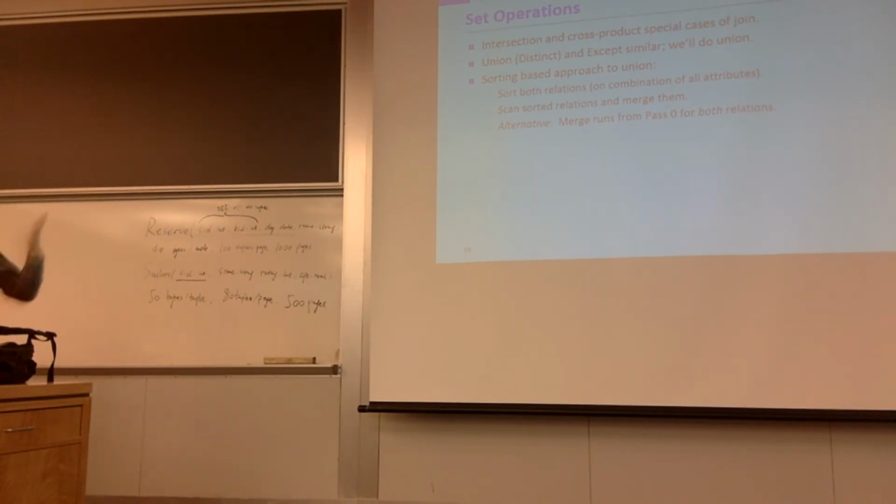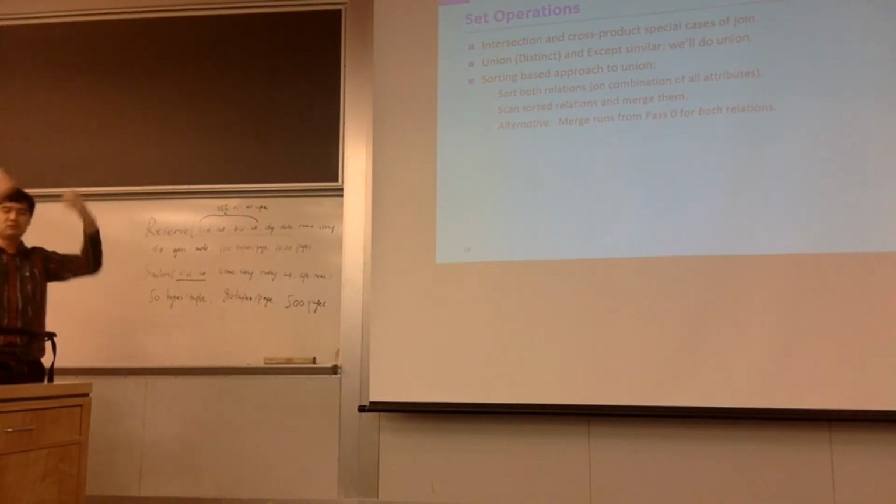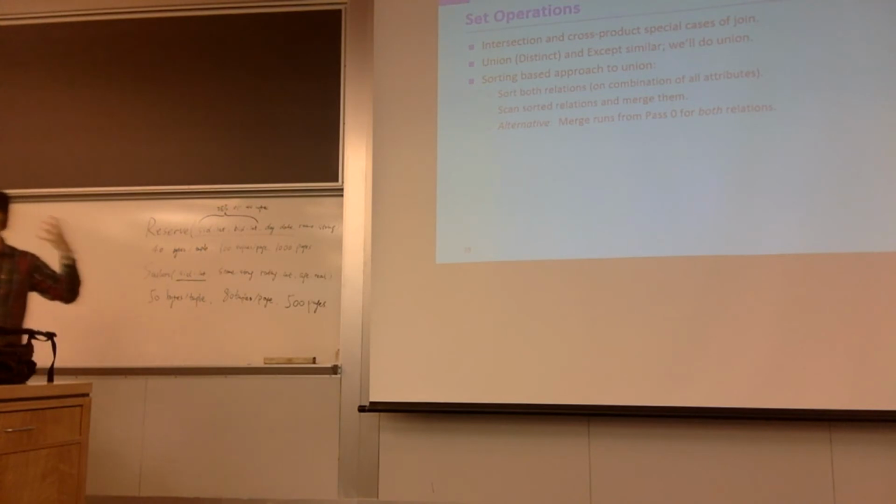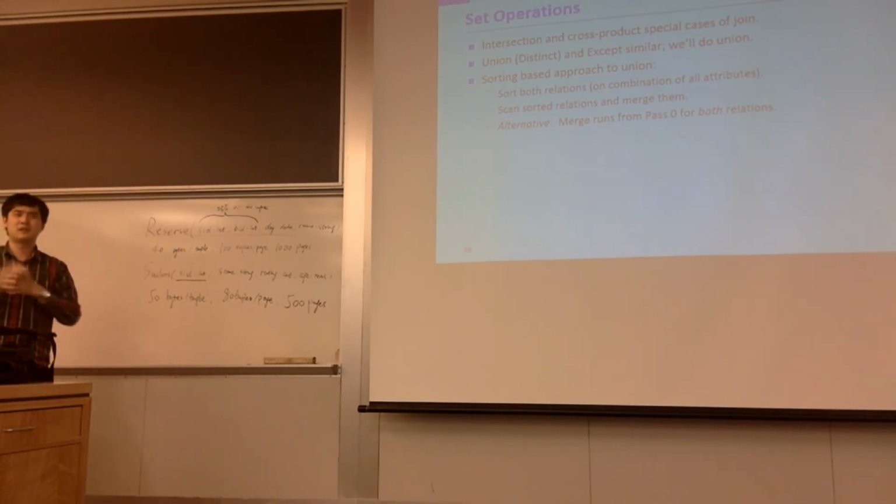But if you do need to do a distinct, then it's a little bit more complicated. So we could use a sort-based approach where you sort the two relations and start doing a merge, except in this merge, if you encounter two duplicate keys, you only keep one of them. That's the merge.